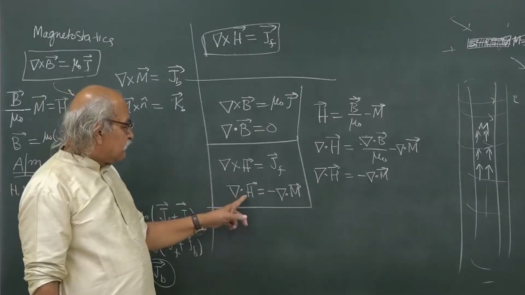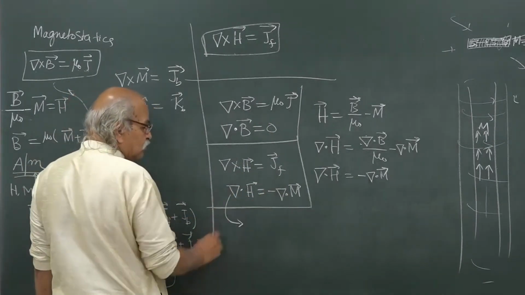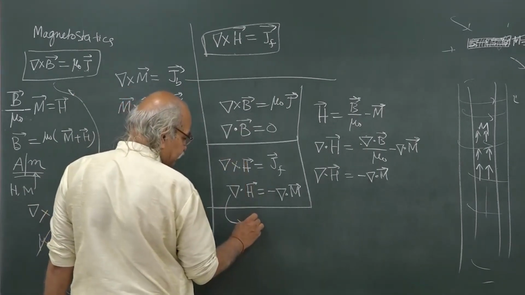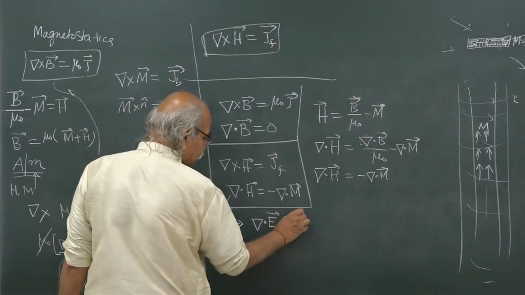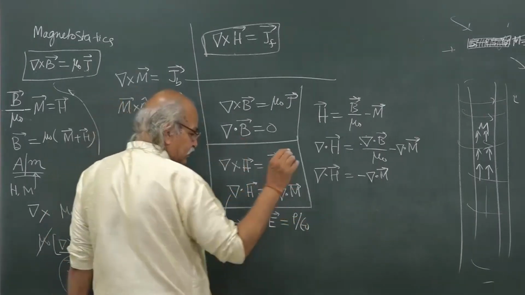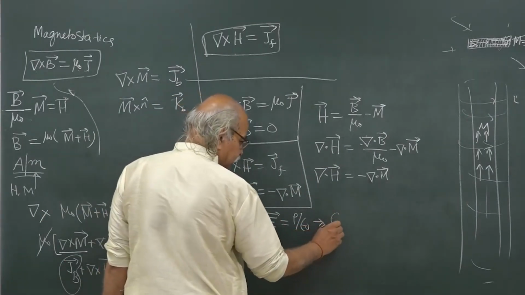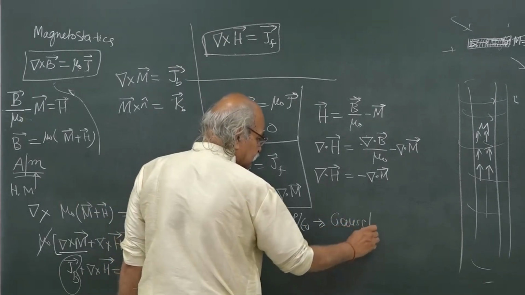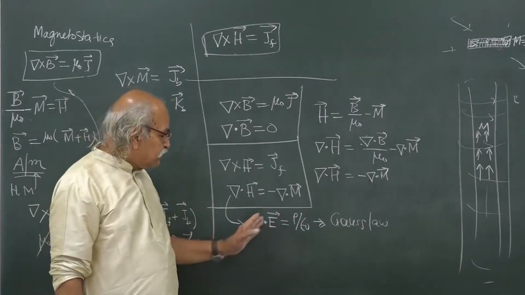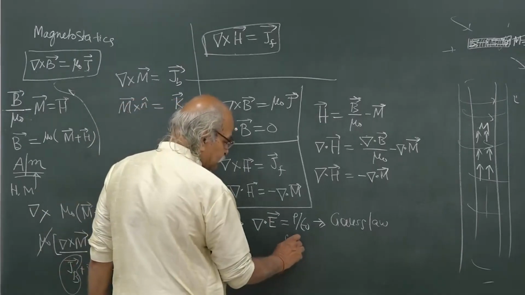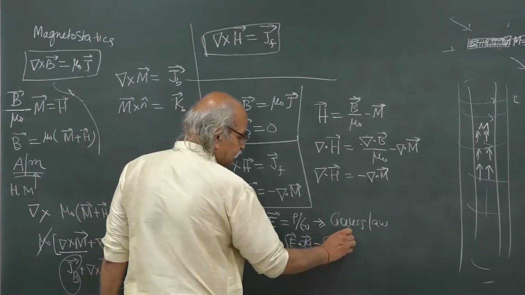Now, this equation, divergence of H is equal to minus divergence of M, compare with the electrostatic case where we have divergence of E is equal to rho by epsilon naught. You know that we had done it in our course also, and anyway you must be knowing this. This equation is the Gauss law. This is the differential form of Gauss law, and then from here you get the integral form, E dot dA, flux of the electric field is total charge contained divided by epsilon naught.